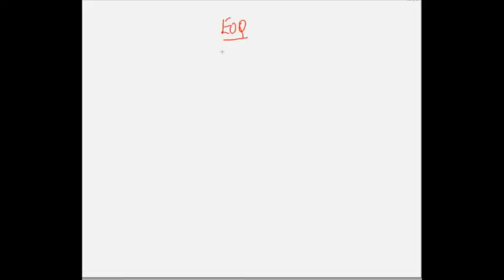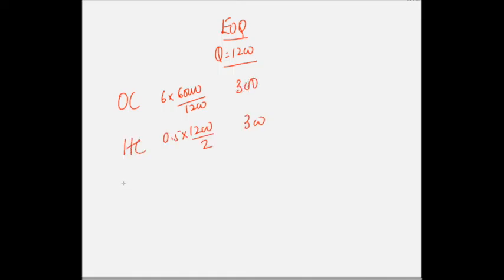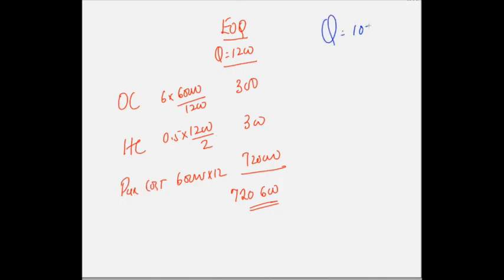At EOQ, where your quantity is 1,200, we worked out your ordering cost. Can I quickly get that working done once again? 50 orders gave you how much? 300. Holding cost is 300, and the purchase cost gave you 720,000. So we got the total cost of 720,600. Now if your Q becomes 10,000 instead of 1,200, your ordering cost will be 6 into 60,000 divided by 10,000, right? The number of orders will be 6. So it will be 36.